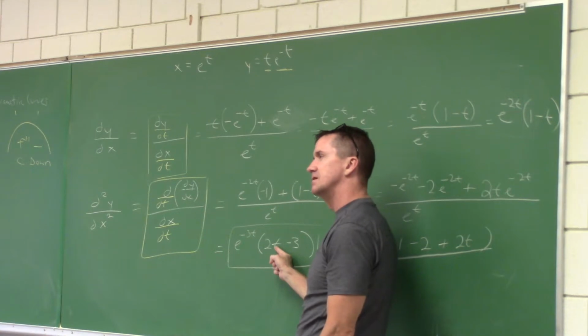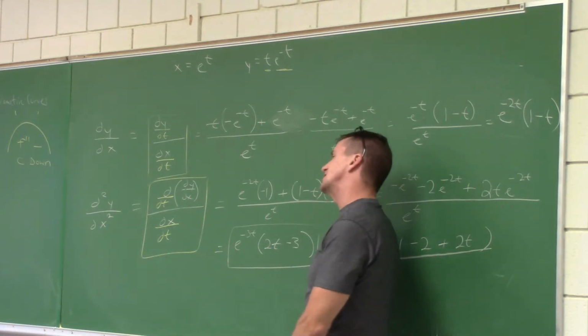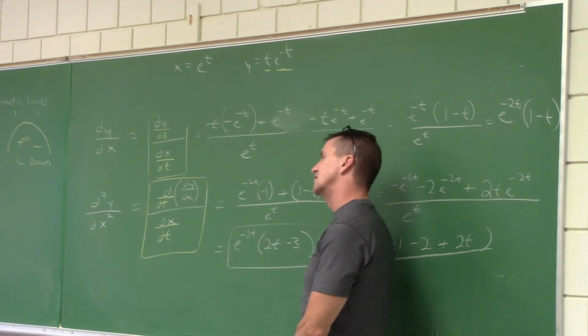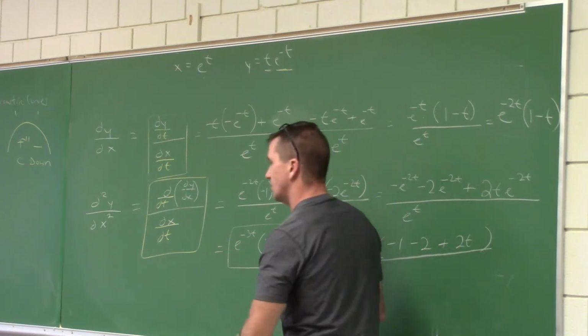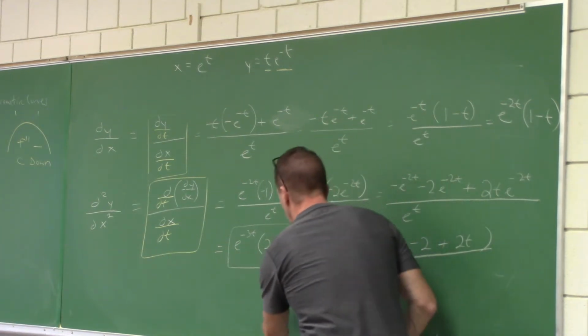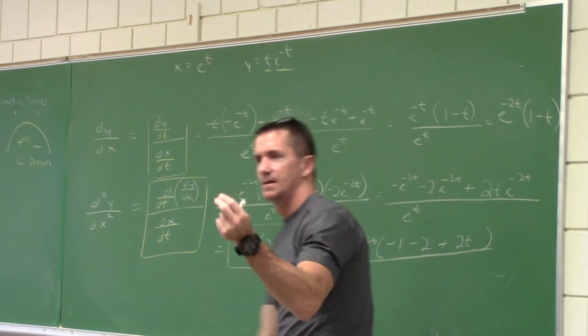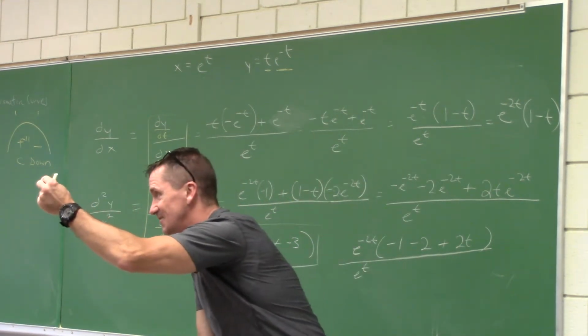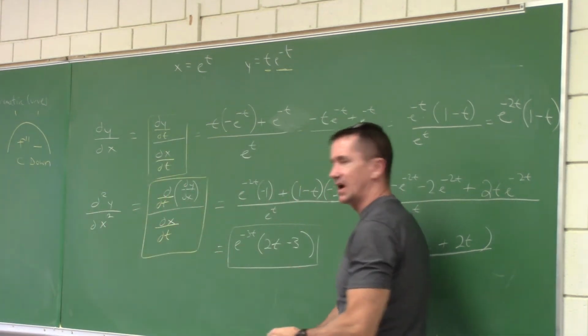What t value makes 2t minus 3 equal 0? 3 halves. Okay, so at t equal to 3 halves, right? Like a point of inflection. When is this curve concave up?